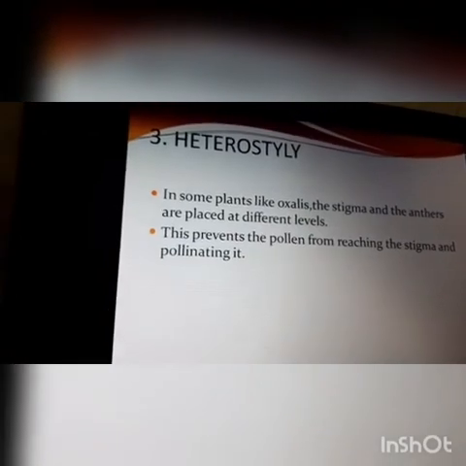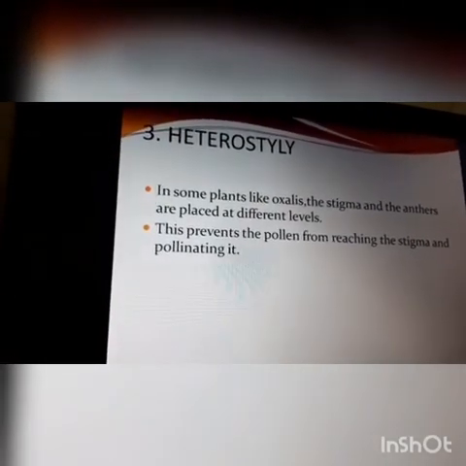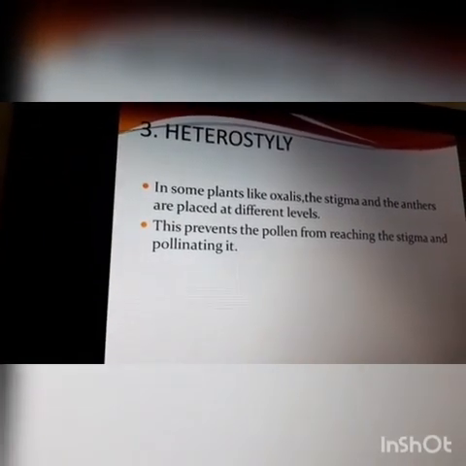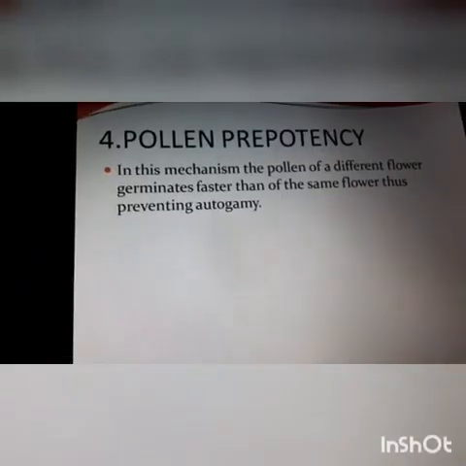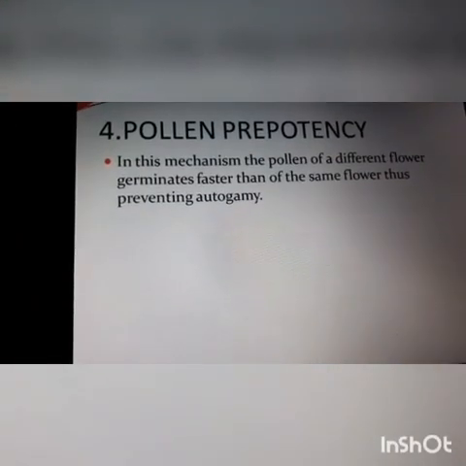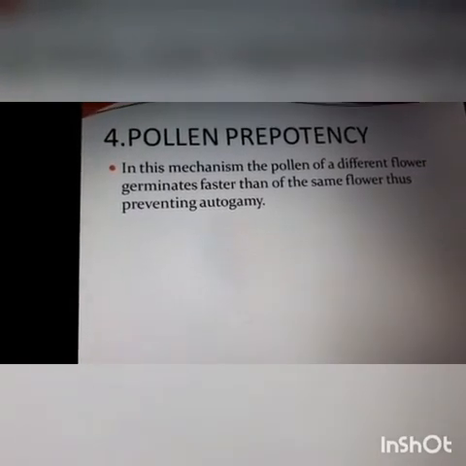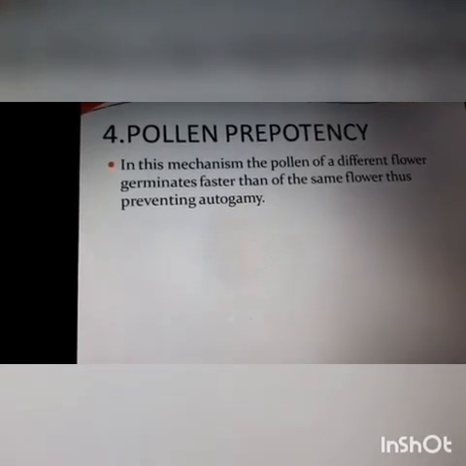Then the third condition is heterostyly. In some plants like oxalis, the stigma and the anthers are placed at different levels. It also helps to prevent the pollen from reaching the stigma and pollinating it. Another mechanism is pollen prepotency. Prepotency means that in this mechanism, the pollen of a different flower germinates faster than the pollen of the same flower, thus preventing autogamy.